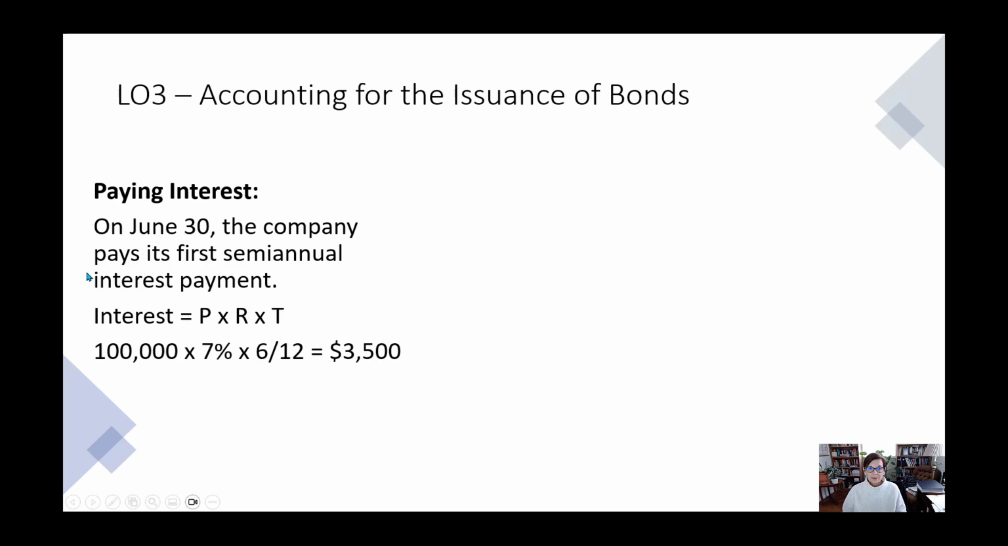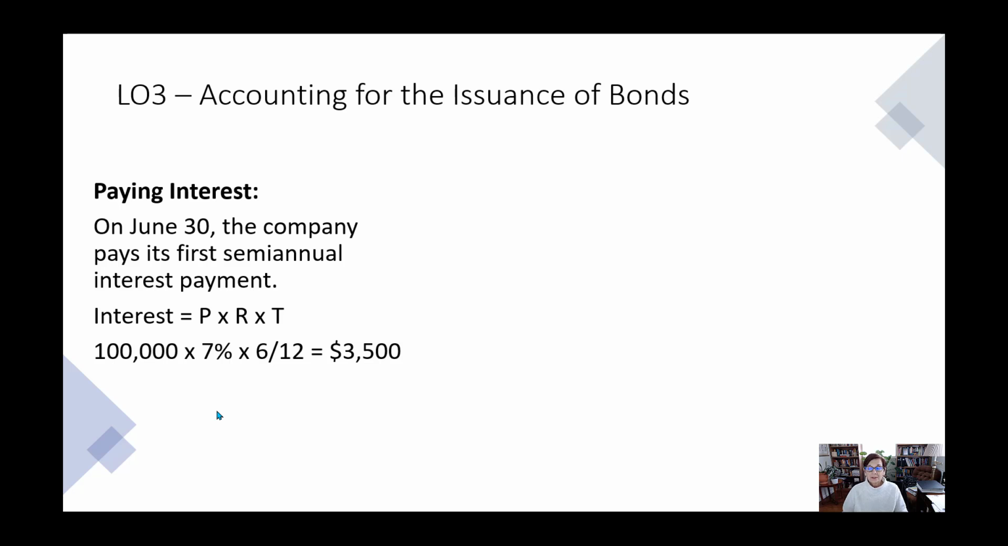This entry, this is really important. This entry and this amount is the same no matter how much the bonds were issued for. It doesn't matter. The issuance price does not matter. The thing that matters for interest payments is simply the face value of the bonds, the $100,000, and the interest rate. And the time, of course. So none of the others, the market rate doesn't matter, the issuance price doesn't matter. All right, so they are paying interest.